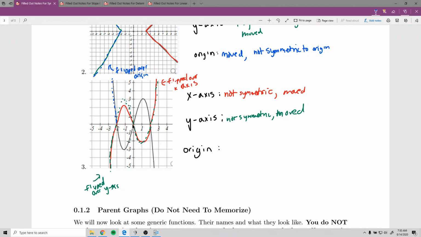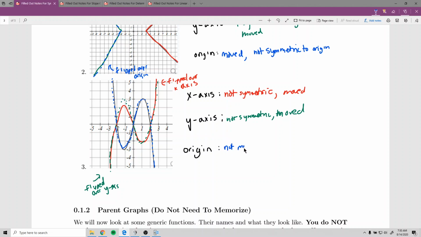This little part flipped over the y-axis will go over here. This little part flipped over the y-axis will go over here. And then this little part flipped over the y-axis will match the last part over here. And it does go back to the same spot.